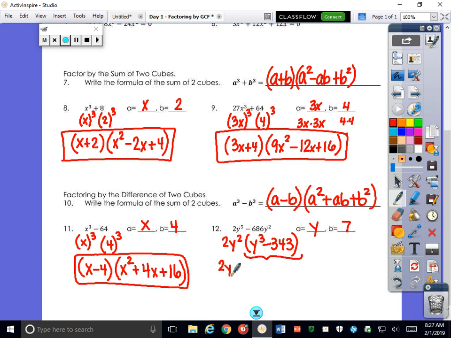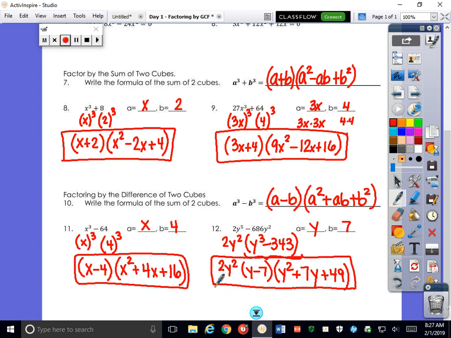So we're going to keep our 2y squared out here, and then we're going to do y minus 7, because it's a difference of cubes. And then we have to do y squared plus, we're going to multiply 7 times y, which is 7y. And then we're going to do plus, and we're going to multiply 7 squared, which is 49. So all of this would be your final answer. And we are done.